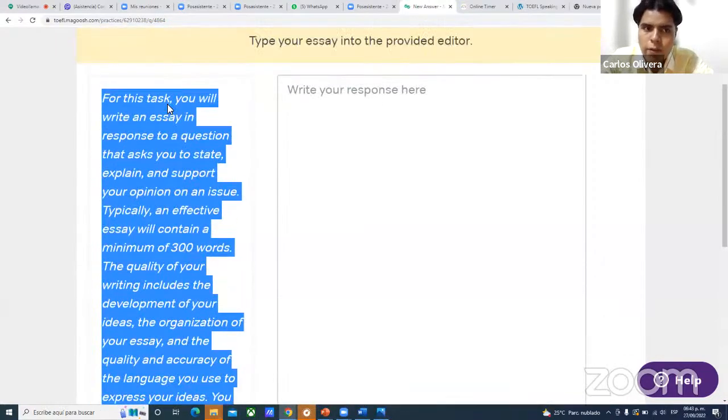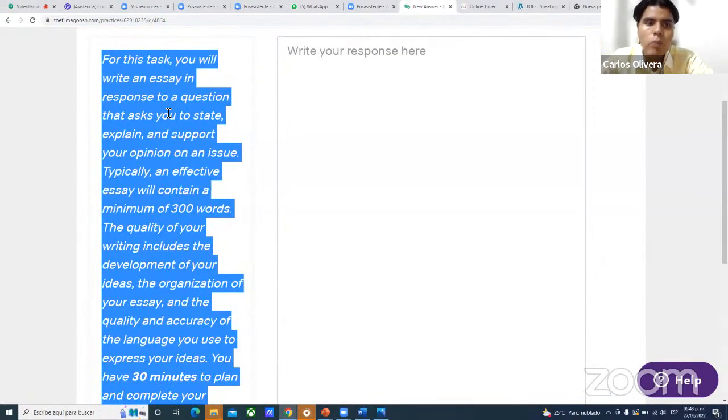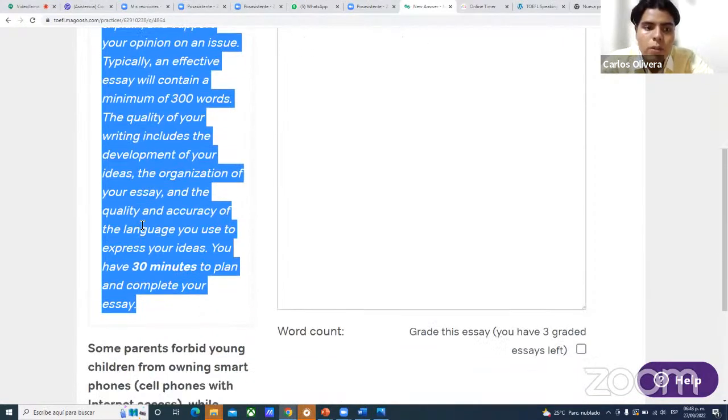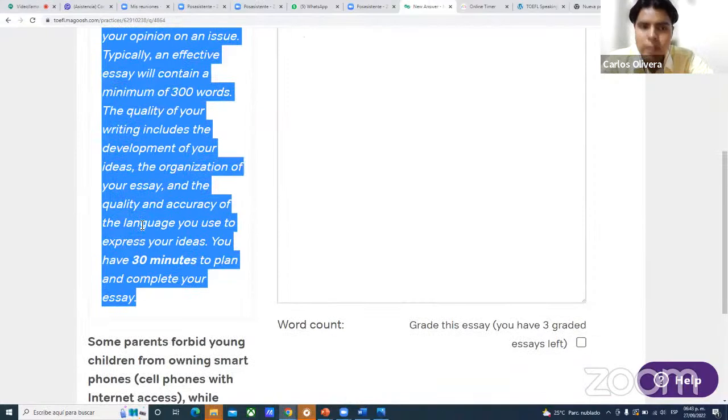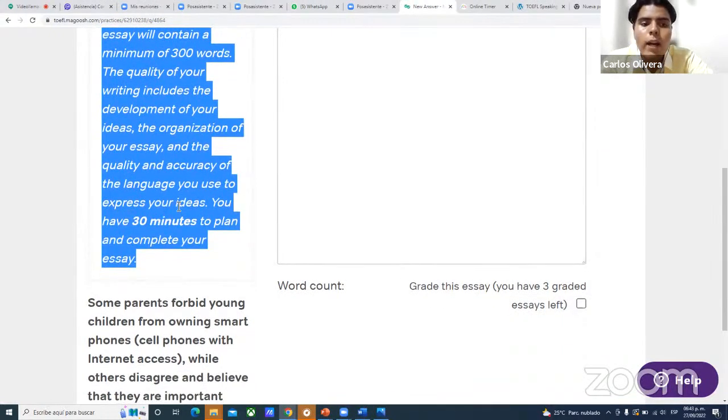Let me show you the instructions first. It says, for this task, you will write an essay in response to a question that asks you to state, to explain, and look at it, support your opinion on an issue. Typically, an effective essay will contain a minimum of 300 words, as I told you, and the quality of your writing includes the development of your ideas, the organization of your essay, and the quality and accuracy of the language you use to express your ideas, all right? So you have 30 minutes to plan and complete your essay.